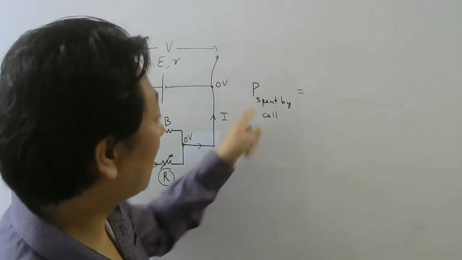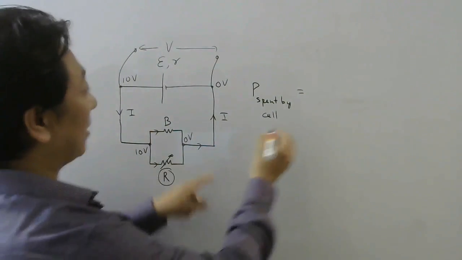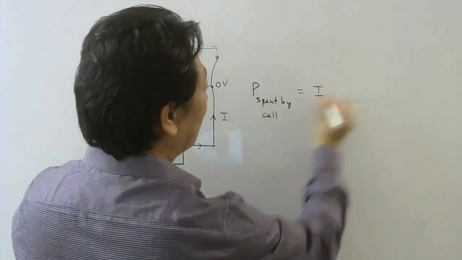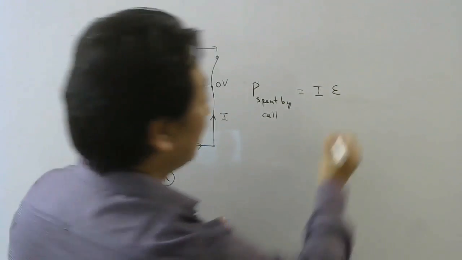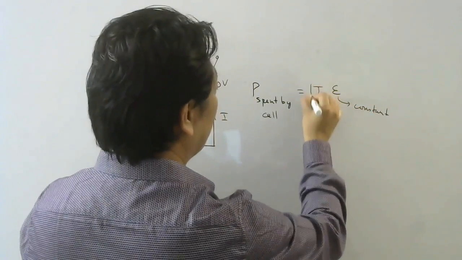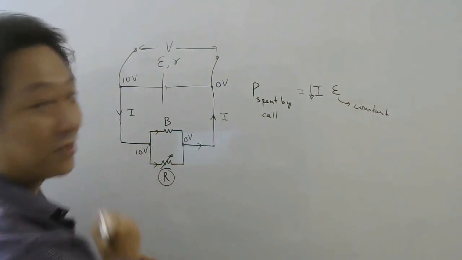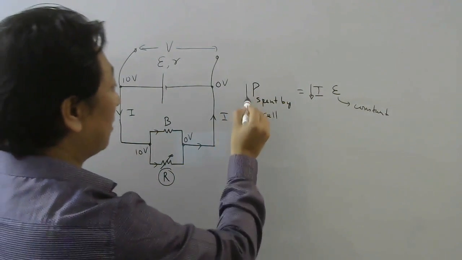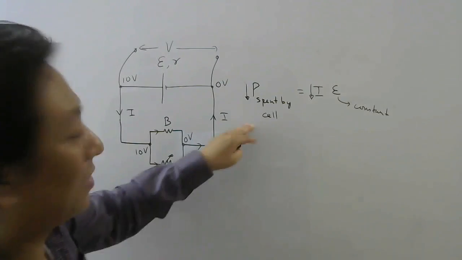Now what about the power spent by the cell? Well, for a cell, the power spent is given by current into EMF. And since the EMF is constant, and here the current decreases because of the increase of this resistance, the power spent by the cell also decreases, right?